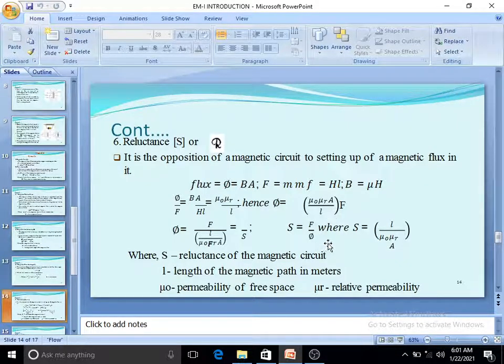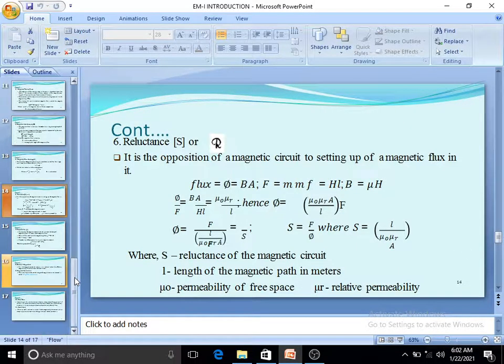In some problems he may give directly the MMF value, or else the number of turns and the current; simply multiply those two and you will get the MMF. Directly he may give the flux value. Or else in some problems he may give the length, area and the relative permeability value. Then we need to use the S formula, L by mu naught mu R A, to find the reluctance value. Clear?